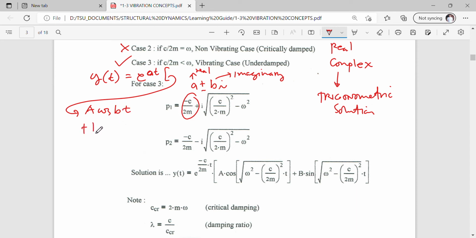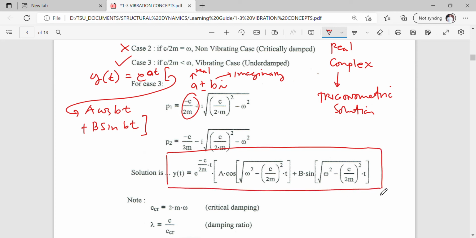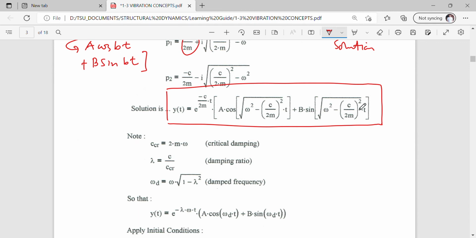plus sine bt. So this is now the general equation that you may reference when you are solving for the solution for such a vibrating case. Okay, so take note of this. Okay, so where did we get this? This is the b, no? This is the b, including the square root. This is the b, and this is the a.